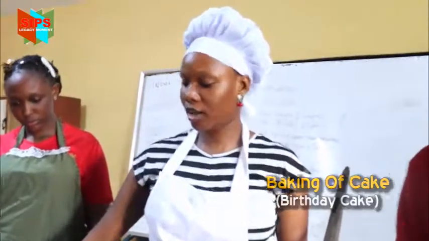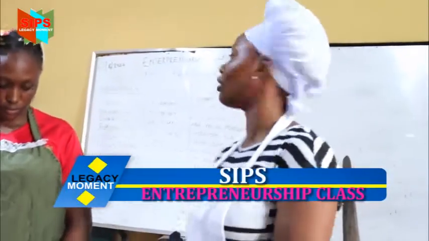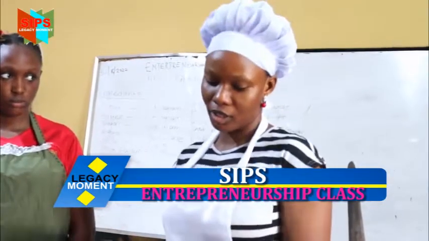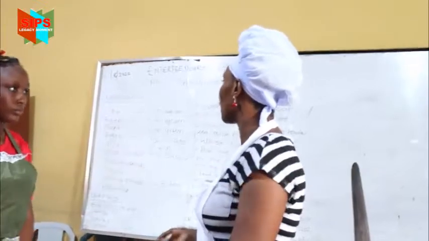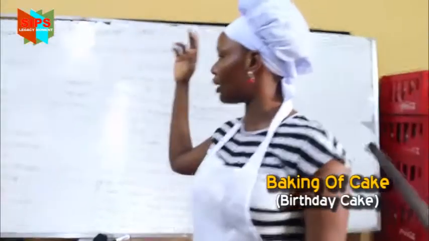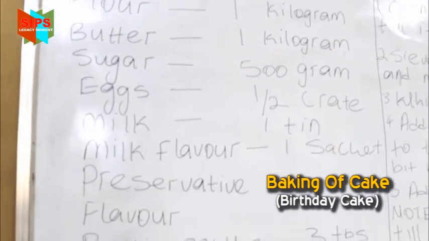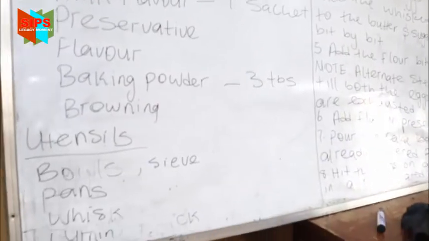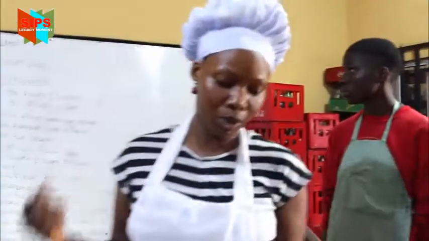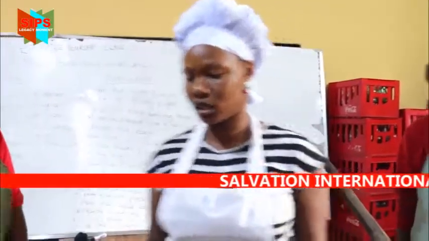So today for our entrepreneurship class, we are going to be baking a cake, a birthday cake. The ingredients that you are going to need for baking a birthday cake are flour, butter, sugar, eggs, milk, milk flavor, preservative flavor, baking powder, and browning. We are going to be making a regular vanilla cake with brown cake, so it is going to have two colors inside the cake.